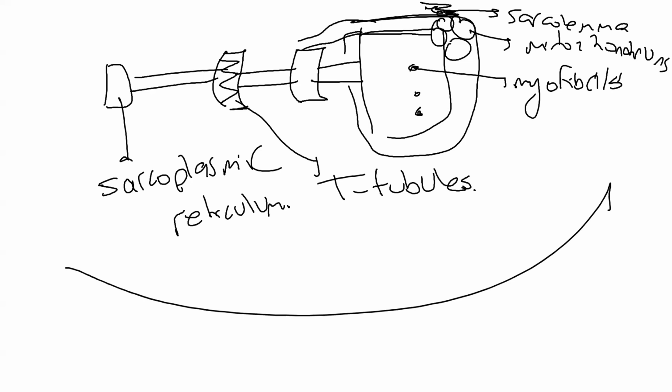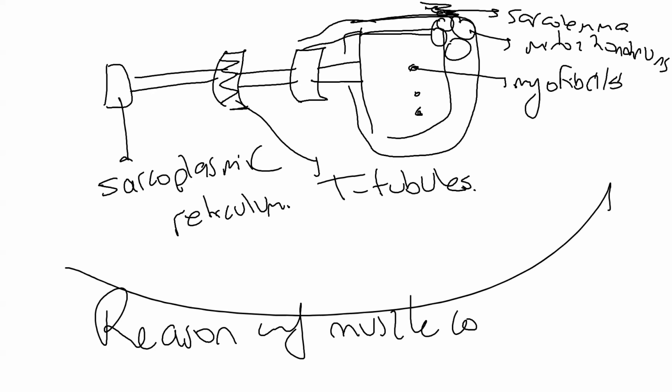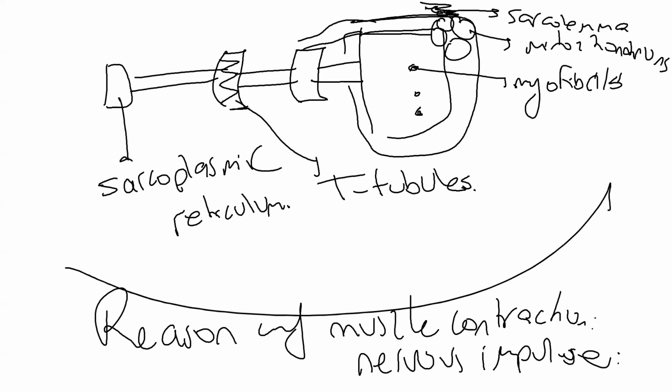We have something called the sliding filament model. Okay, so how does this muscle contract? We have 4 phases that this muscle undergoes in order to contract. So first of all, what is the reason for voluntary muscle contraction? It is a nervous impulse. It's the nerve that tells the muscle, okay, now you can move.